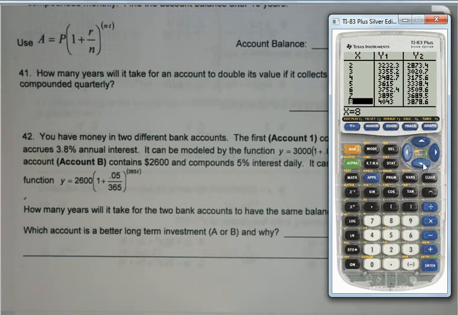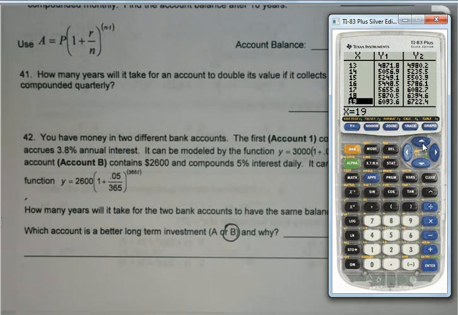A, B, I mean, I can't see. Yeah, because see, it takes a few years, but you start to notice as you get down into the teens here that now all of a sudden y sub 2 is getting bigger and it's starting to pull away. Okay. So when it says the better long-term investment, it would definitely be B.